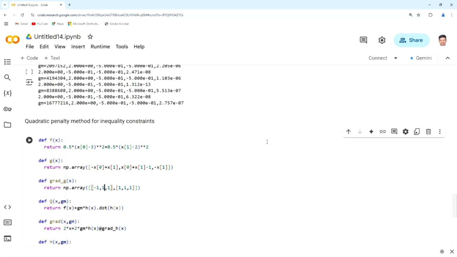minus 1 comma 1 and 1 comma 1 and 0 comma minus 1. Okay, I think I forgot to put this, yes. So, the derivative of this is minus 1 comma 1, that is what you have here. Derivative of this is 1 comma 1, that is what you have here, and for this the derivative is 0 comma minus 1, that is what you have here.